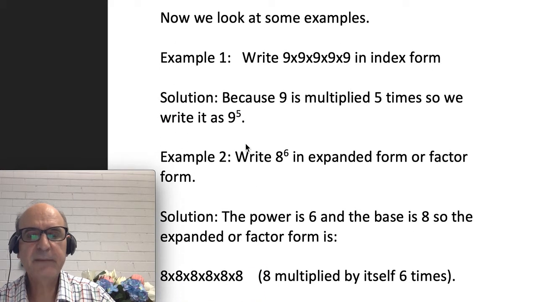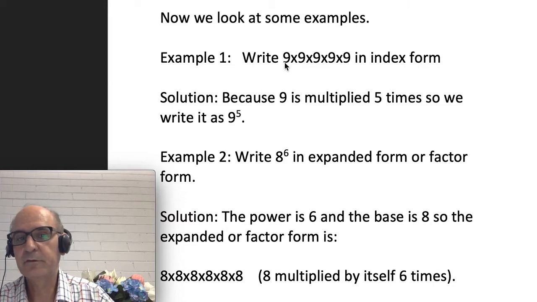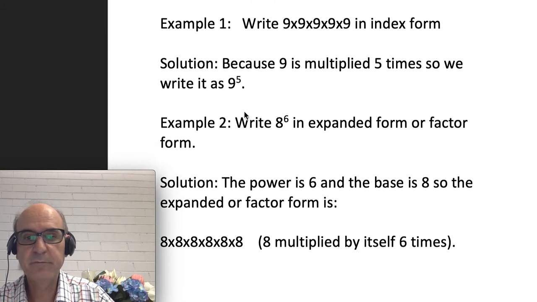A couple of examples. Write 9 times 9 times 9 times 9 times 9 in index form. How many 9s do I have here multiplied by itself? 5. So my power is going to be 5, and the number itself is going to be the base. So 9 is the base, and the number of times it's been times by itself is the power. We read it as 9 to the power of 5.